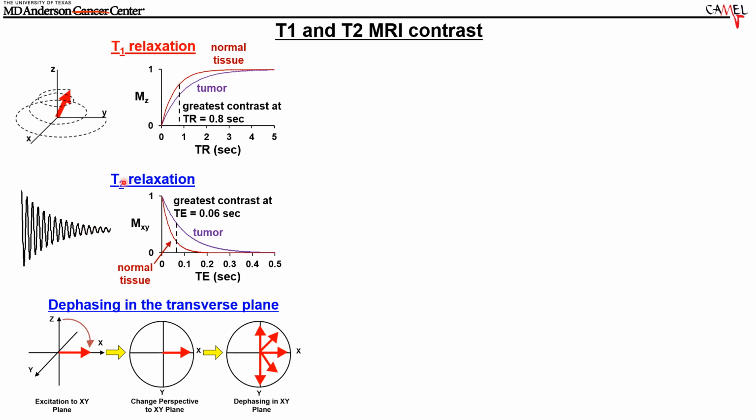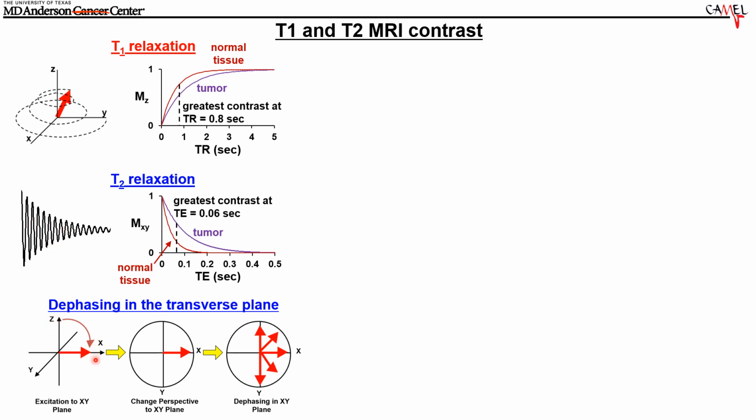Now you may think, well, isn't T2 the same as T1? Because the rate of return to the z-axis must be the same as the rate of loss of signal in the xy plane. But that is unfortunately not the case, because you have to consider that there is an ensemble of spins, a whole group of spins or hydrogen atoms or protons in the tissue that are behaving in this way. And unfortunately, they may not behave all the same.